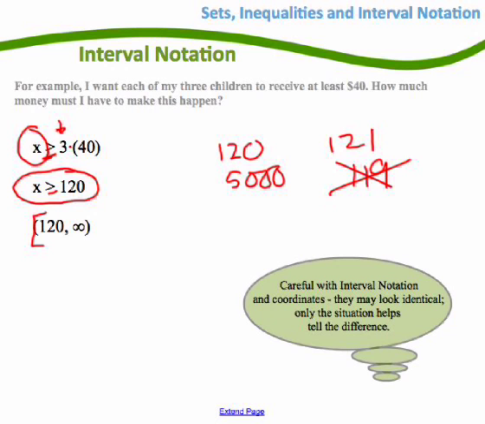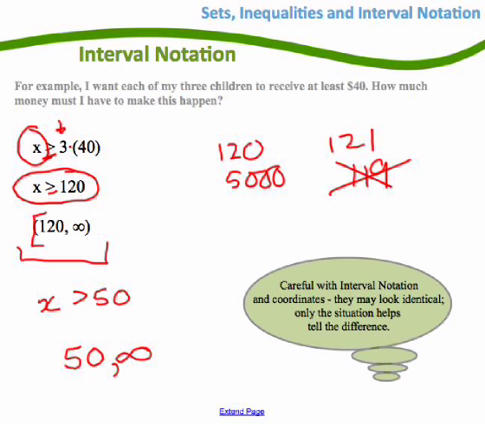Lowest number, comma, highest number. And in this case, it's infinity. So that's the interval notation that I could use to express my answer. This reads, it can be equal to 120 and anything larger than that up to infinity or beyond. Okay? Careful with interval notation, because sometimes, like if this would have just been X is greater than, say, 50, I would have said, okay, my lowest number is 50, and it goes all the way to infinity.